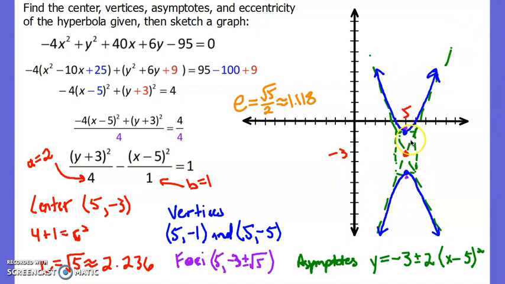Our asymptotes get very vertical, though. They're very squished top and bottom. So again, we get a much narrower hyperbola than we did last time. Again, you'll notice the center was at 5, negative 3, so be careful.